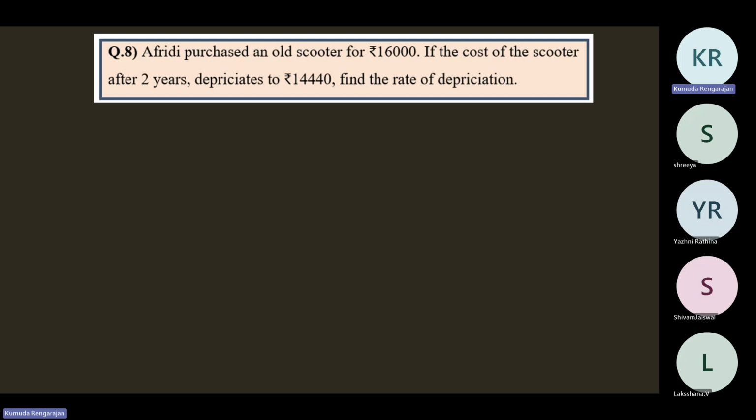So Afridi purchased an old scooter for rupees 16,000. If the cost of the scooter after 2 years depreciates, the value becomes 14,440. Depreciates means it comes down, the value comes down. Appreciate, depreciate. Appreciation, depreciation.